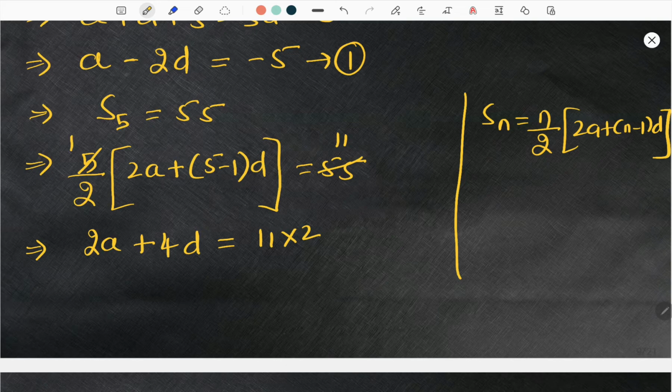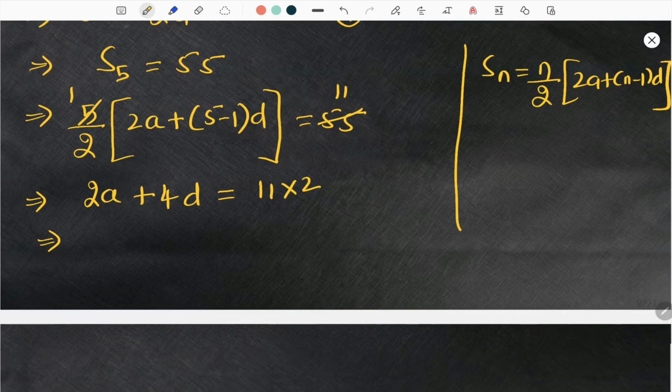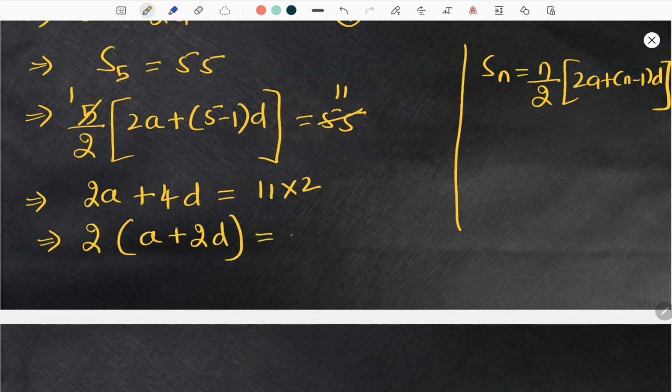Look at this. How beautifully the equation is formed. The solutions will be very simple. The calculation will be very simple. 5 1s are 5, 11s are 55. 2 I am sending that side. Alright, I hope you are getting it. Then you can take 2 common here. If you take 2 common here, what will remain inside? a plus 2d. a plus 2d is equal to 22. Look at this, 2 I have taken common. 2 into a, 2a. Then 2 into 2d, 4d.